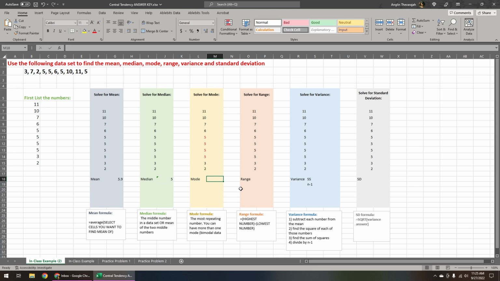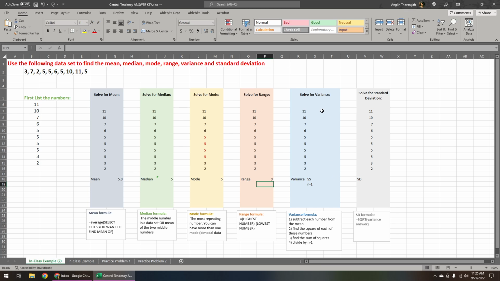Your mode is going to be your most repeating number. So in this case, I'm going to go ahead with 5. Your range is going to be your highest number minus your lowest number. So I'm going to do equals 11 minus 2. Now, if you have it listed the other way where it's 2 to 11, that's fine, but make sure that you're clicking 11 first and then you're clicking 2. It's your highest minus your lowest.